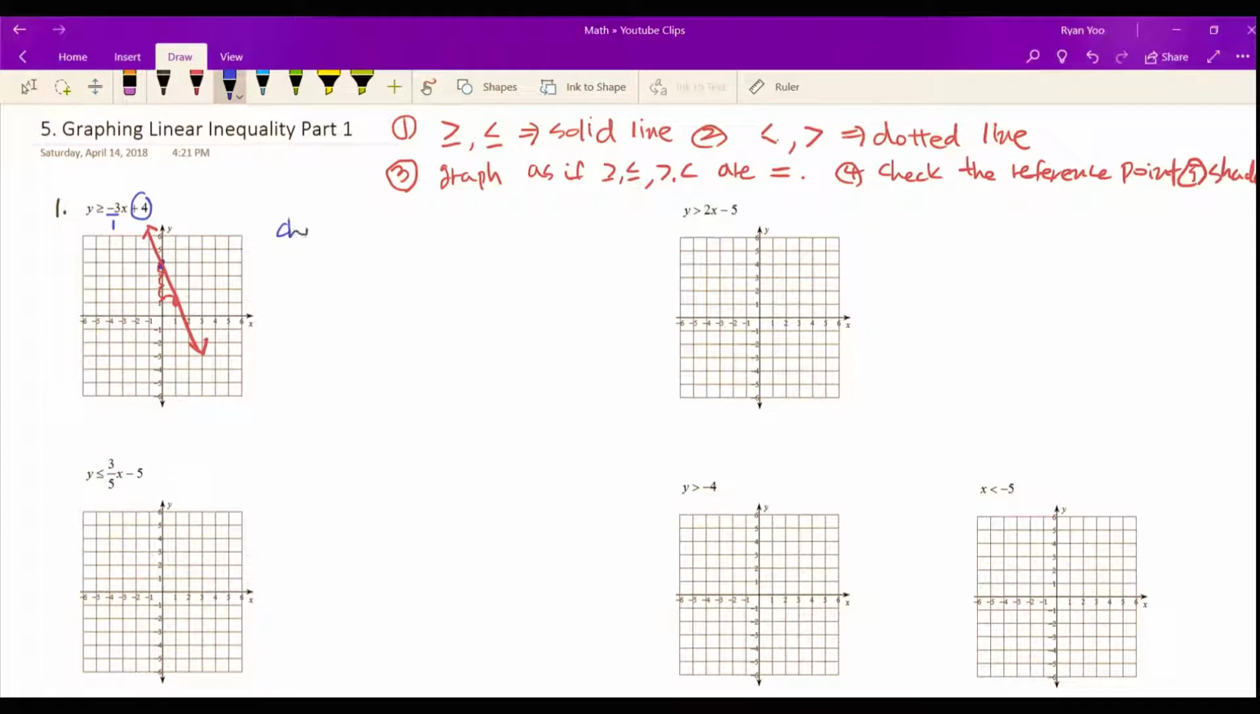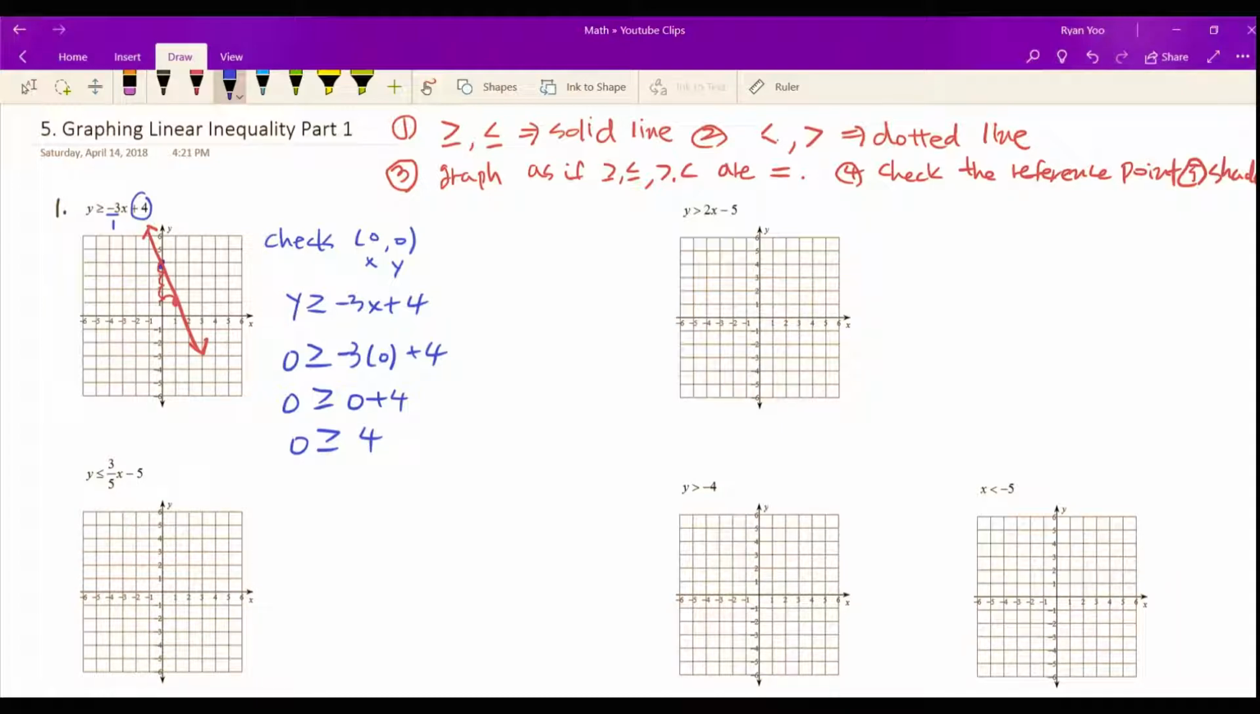So check, check 0, 0 as our reference point. So this is the x, this is y. So if I put y greater than or equal to negative 3x plus 4, instead of y, I'm going to put 0. Instead of x, I'm going to put 0, and plus 4. So negative 3 times 0 is 0, plus 4. And 0 greater than or equal to 0 plus 4, which is 4.